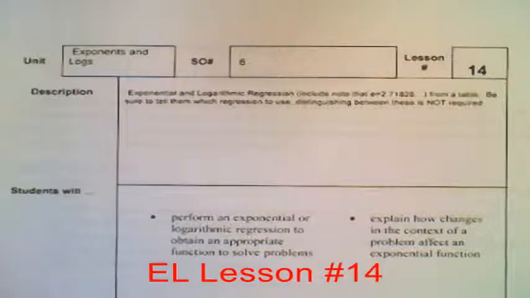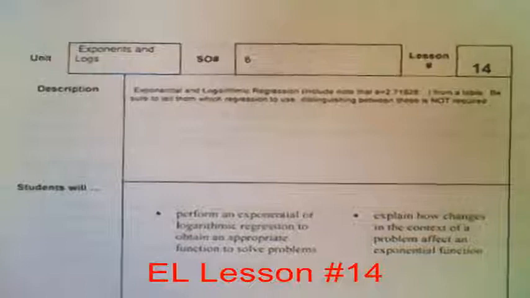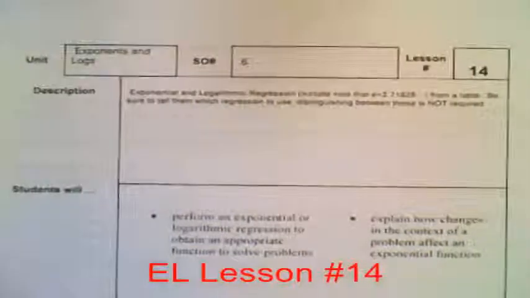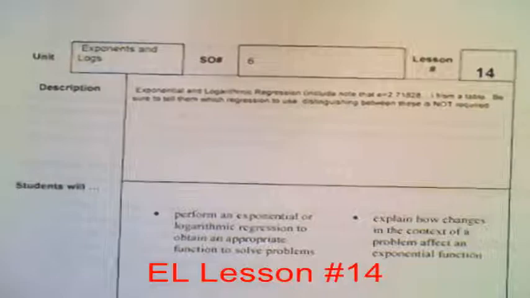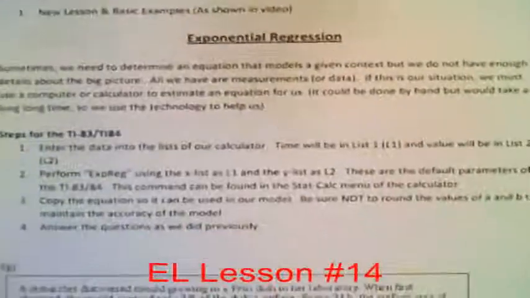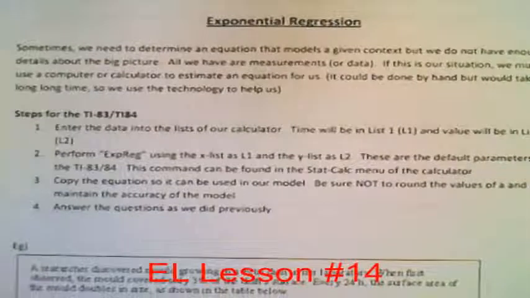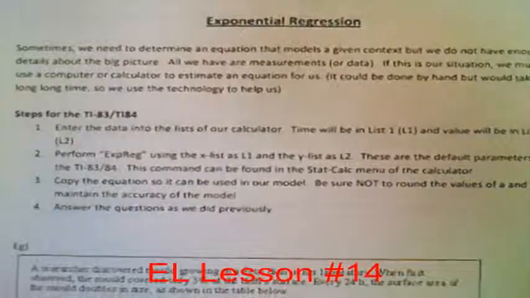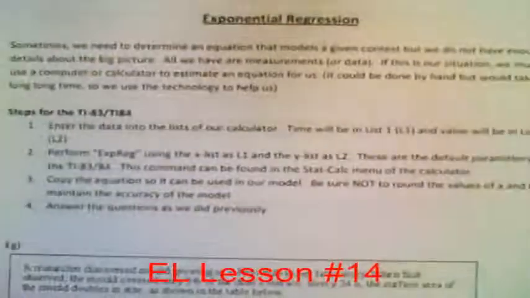Now there are lots of ways to create regression equations, and in fact they can all be done by hand. There's least squares, there's median, you name it, there's all sorts of different ways to do it. We're just using the calculator to create regression equations. Now, the steps are as follows. You want the equation that models the context.